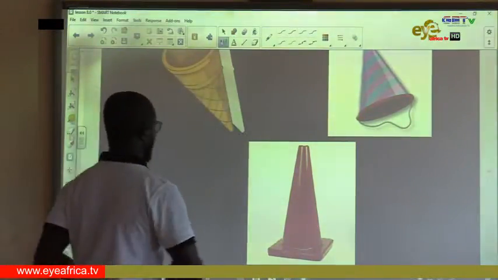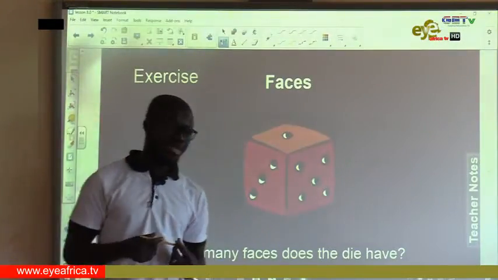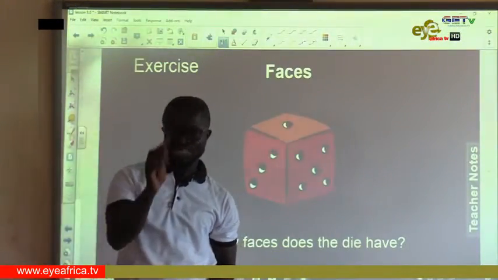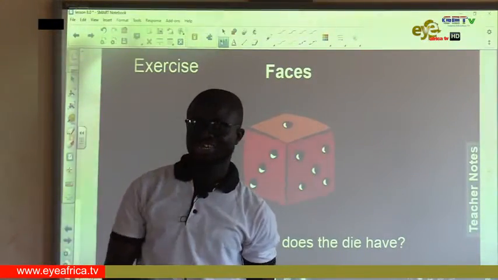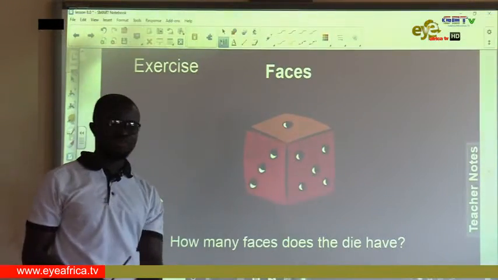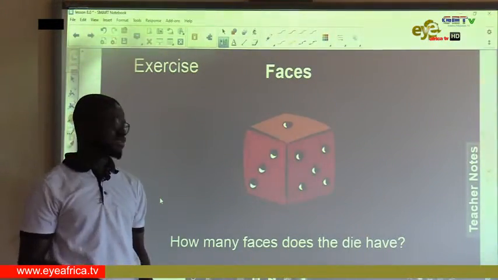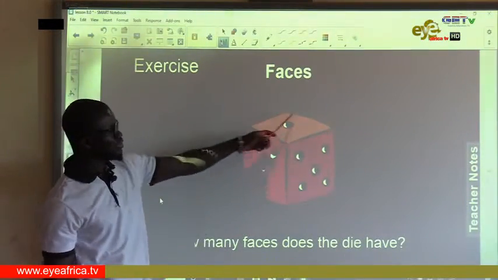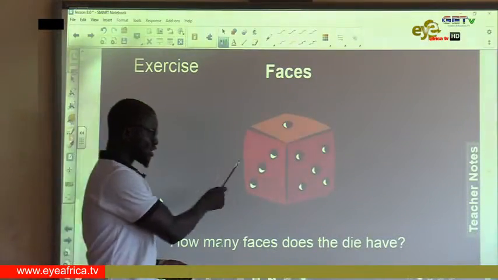Now we move to the next slide. I have an exercise for you. With all that we discussed, I want to test your understanding and see whether you can answer some of the questions that we have. My first question is, let's look at the shape on the screen. What shape is it?